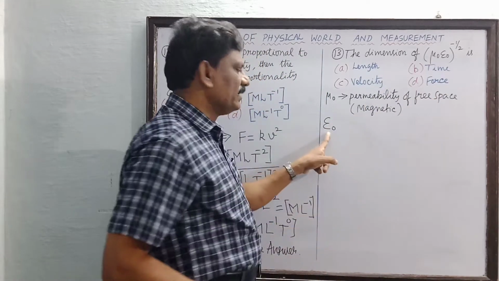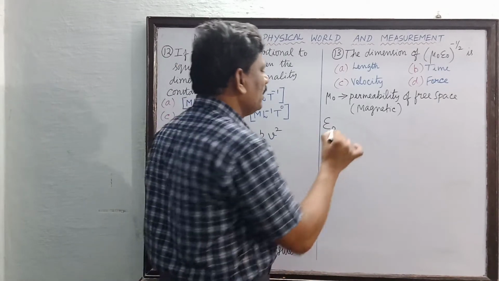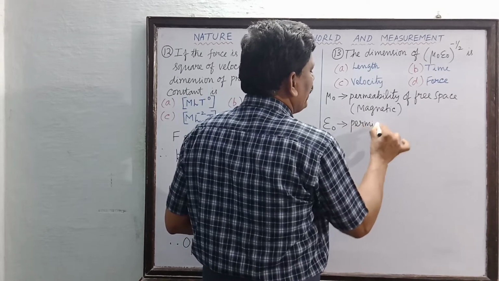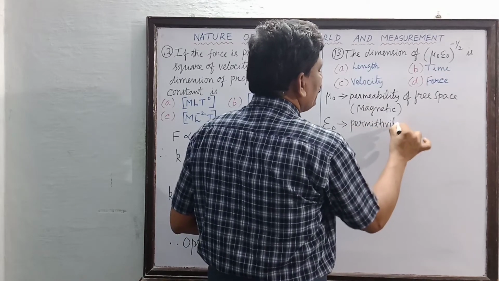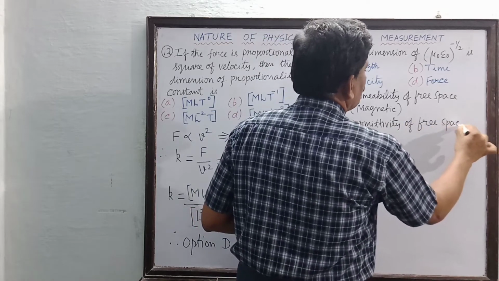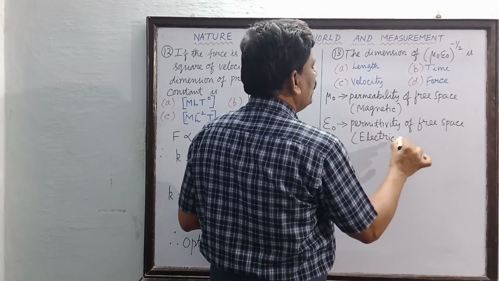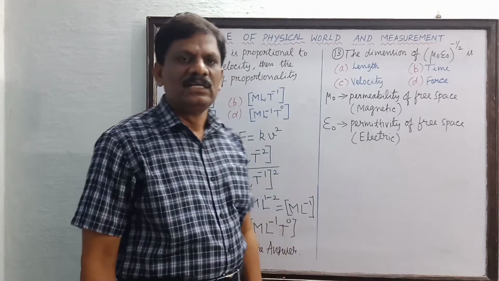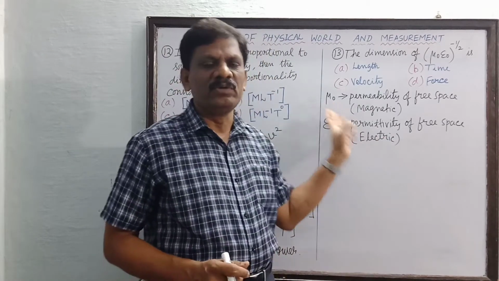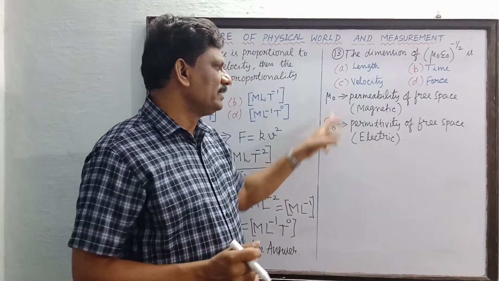Now this symbol is epsilon naught. This is the permittivity of free space. So it is an electric constant. It comes in the electric field. This is a constant used in the electric field, and that is a constant used in the magnetic field, which you are going to study in class 12. But these two are constants.